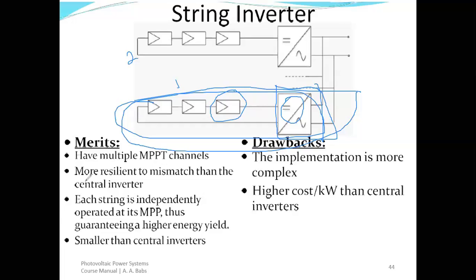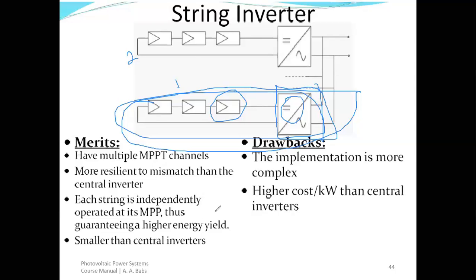Again, it is more resilient to mismatch than the central inverter. So a string inverter is more resilient to mismatch than a central inverter. It can withstand mismatch much more than a central inverter can. Each string is independently operated at its maximum power point, thus guaranteeing a higher energy yield. We've talked about this. This is the third advantage of using a string inverter.